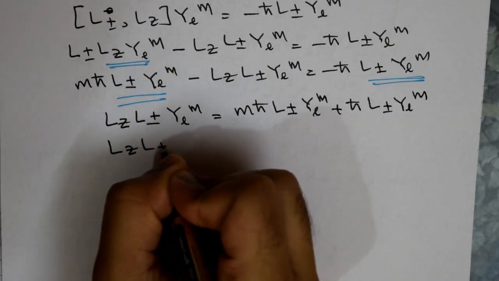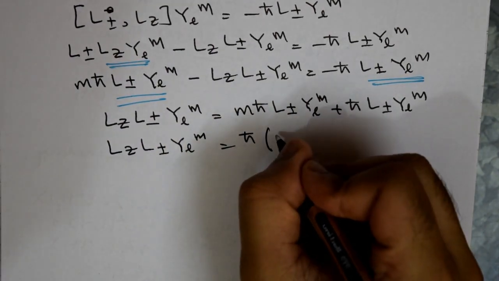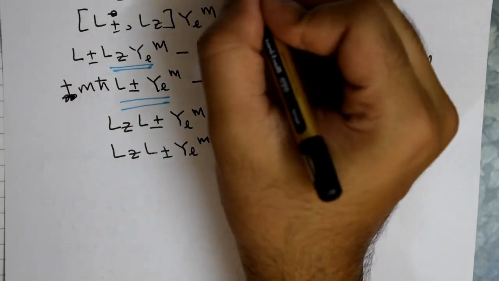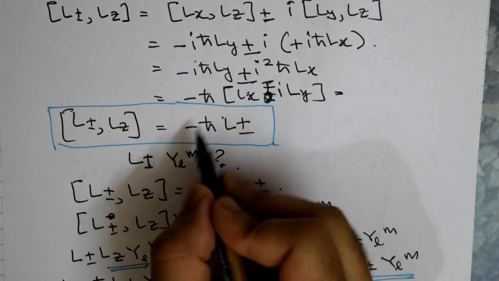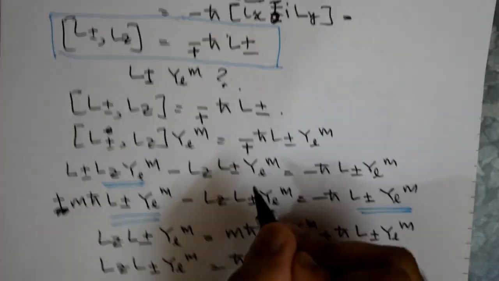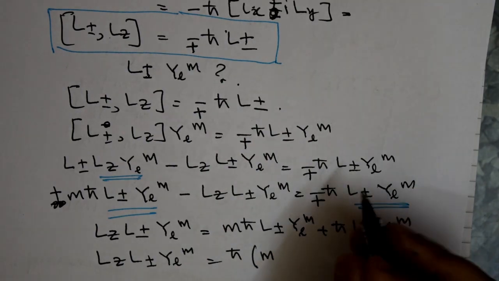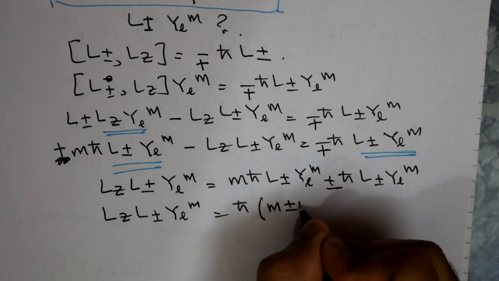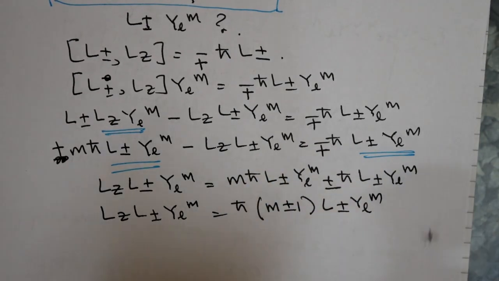So therefore Lz on L plus minus Y_lm will be equal to ħ is common, m, oh yeah, I missed a plus minus here. If you realize, there's also another plus minus that will end up coming in this relation. This will be a minus plus throughout. When you take minus plus to the other side, it will become plus minus. So you will get something like m plus minus 1 times L plus minus Y_lm.